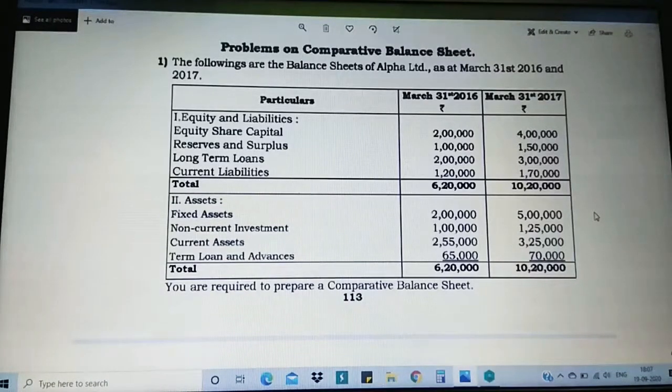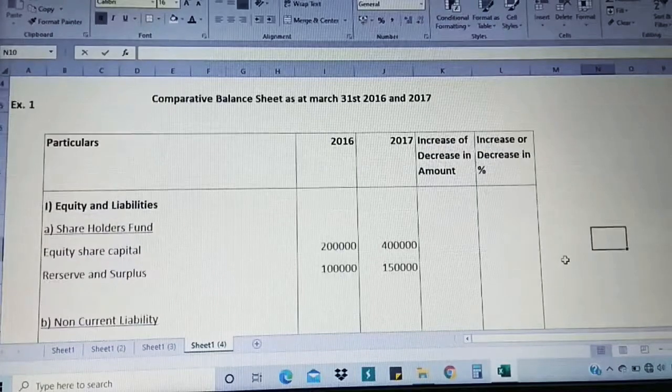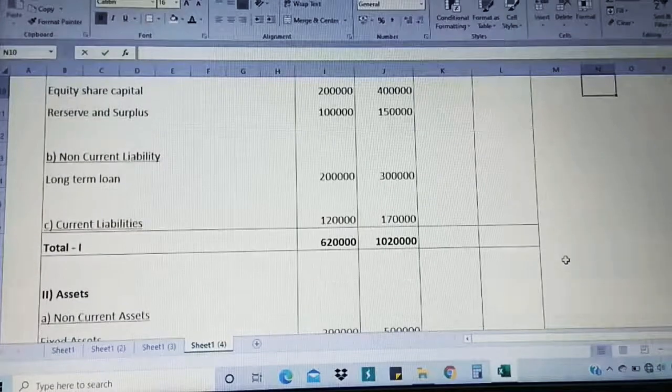Here we are going to analyze the items that are related to liabilities and assets. So let us go for the solution next. Now coming to the solution of the comparative balance sheet for exercise 1. I've done the format already. We have to copy the question as per the format first. Just observe how I have done it for part 1, equity and liability.